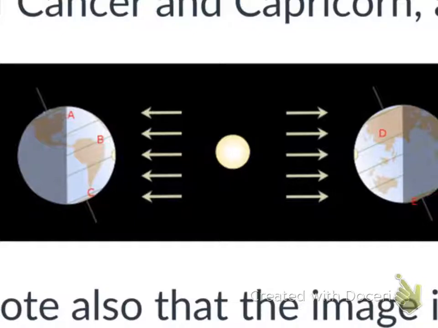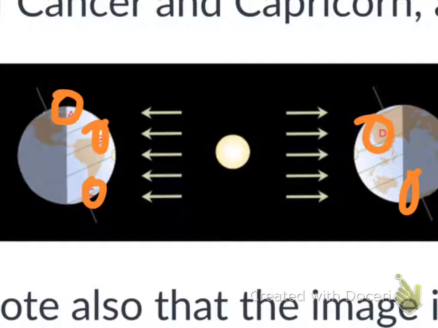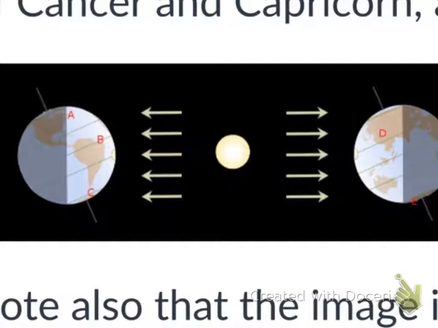And what you're asked to do in question 4 is match the location A, B, C, D, or E with the season being experienced at those locations. So again, keep an eye on those lettered locations and decide whether that particular location is experiencing winter, spring, summer, or fall.